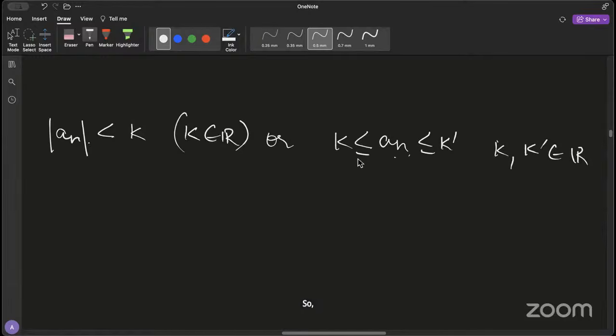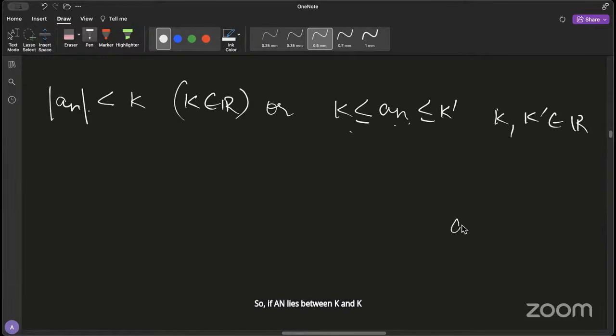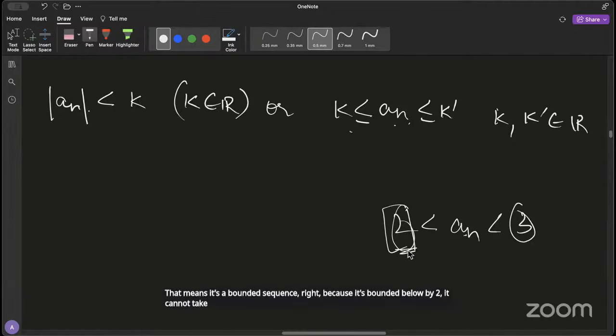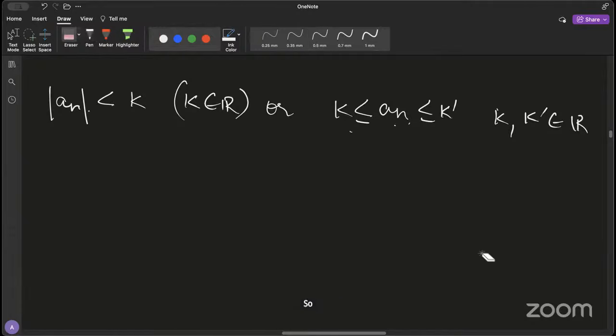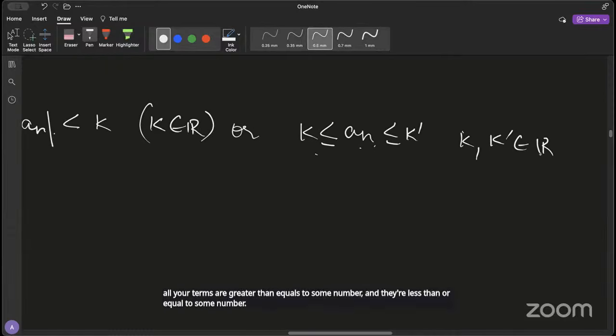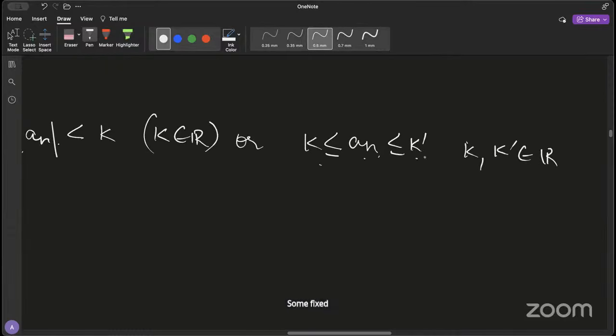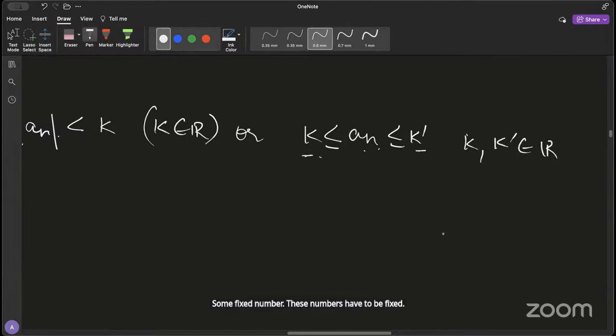So if an lies between k and k dash, let's say there's a sequence an and it lies between 2 and 3, that means it's a bounded sequence, right? Because it's bounded below by 2, it cannot take a value less than 2, and it cannot take a value greater than 3. So that's the meaning of a bounded sequence, where all your terms are greater than or equal to some number and less than or equal to some number. Some fixed number. These numbers have to be fixed, right?